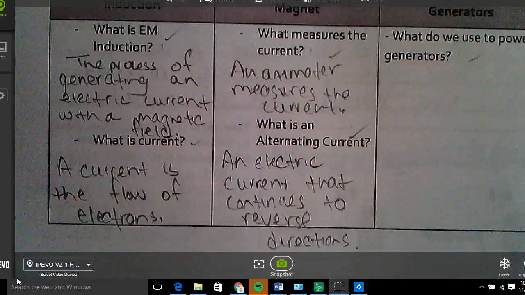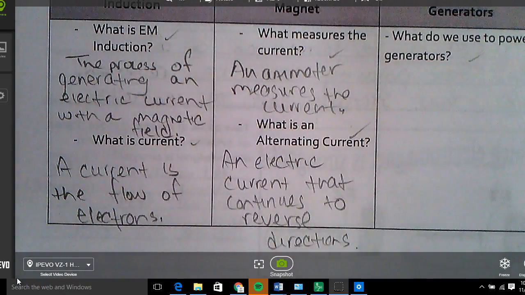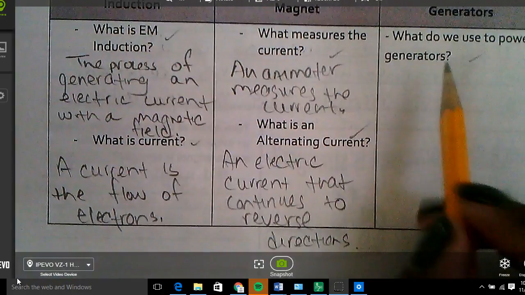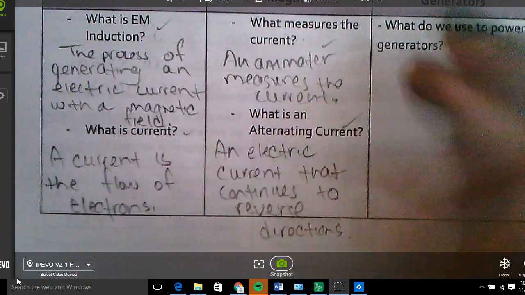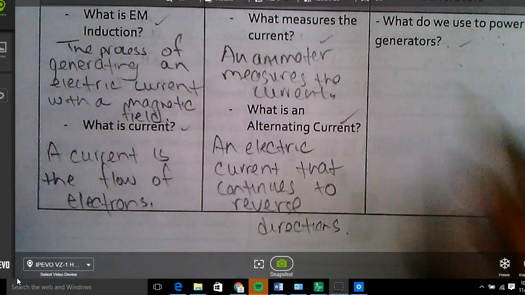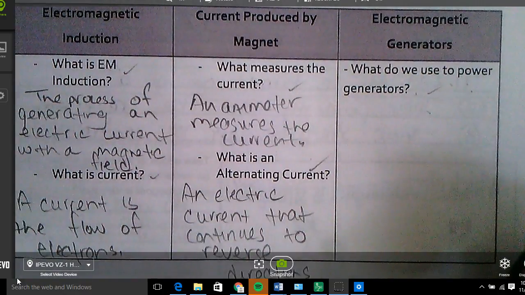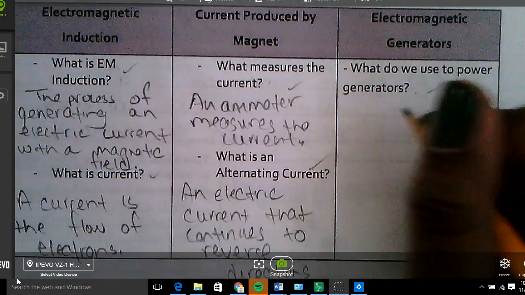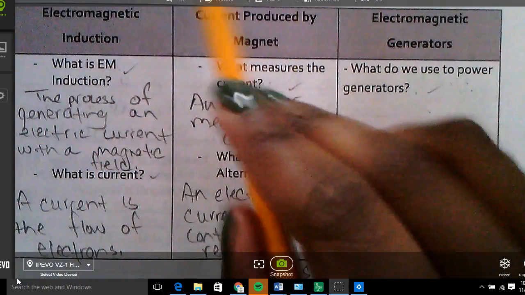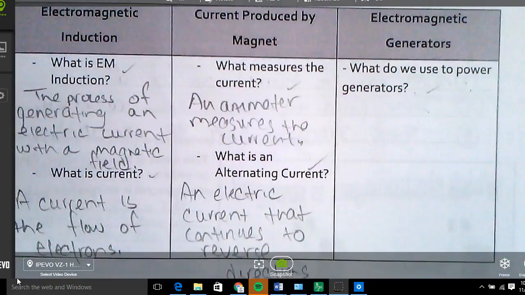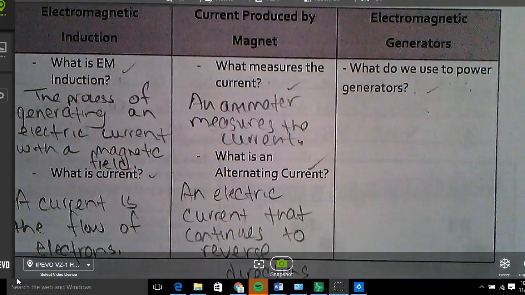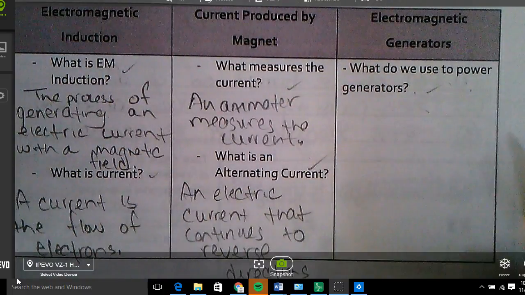Okay? So again, we can power cars, we can power fans, we can power a lot of different things with electromagnets or magnetism. What do we use to power generators, John Kira? To power generators. Not quite. That's a part of the process. But what is the primary source of energy to power it? Ramaya?